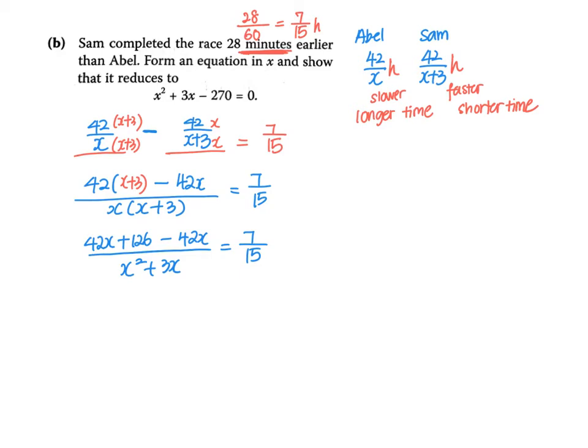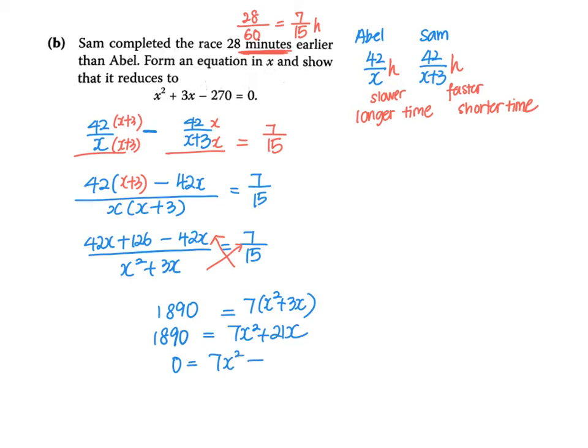Now after that, what can we do? We can cross multiply and try to get the one line equation. So equal sign stays in the center. And cross over, 7 times x squared plus 3x. 15 cross over, 42x minus 42x, there will be no more. So 126 times 15, 1890 equals 7x squared plus 21x. We're going to expand out, shift to one side.